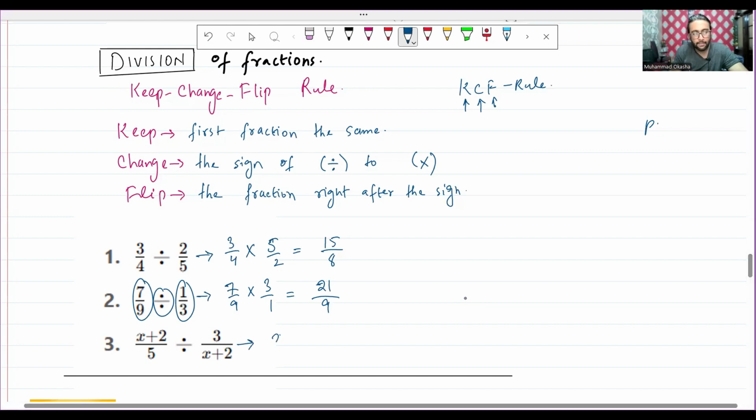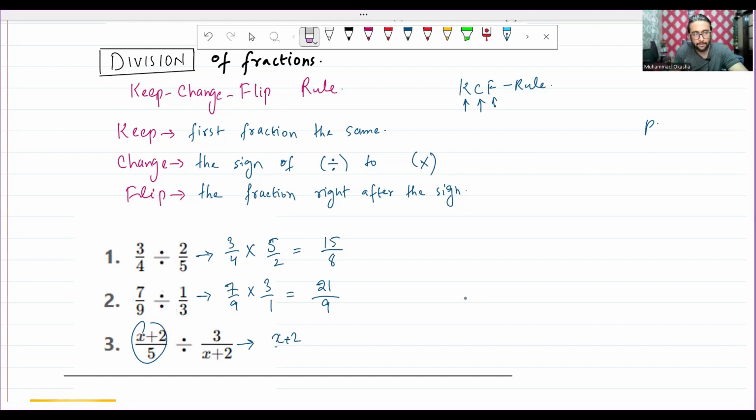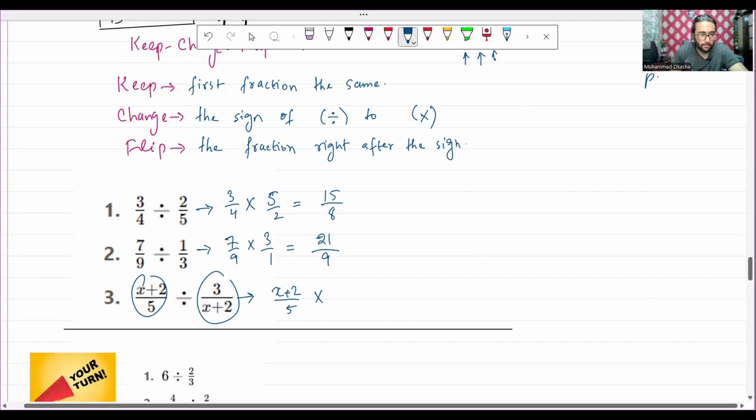Okay, again, I'm not changing anything in the first fraction. So the first fraction stays the same, divided by 5, multiplied by, I'm going to flip this fraction, so x plus 2 divided by 3. And if you notice, this is the same thing. Instead of writing it twice, I could just put a square on top of it. Divided by 5 times 3 is 15.